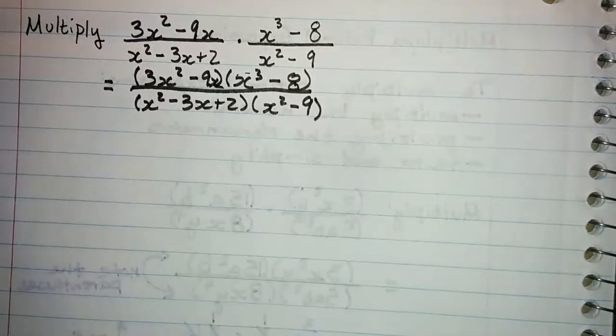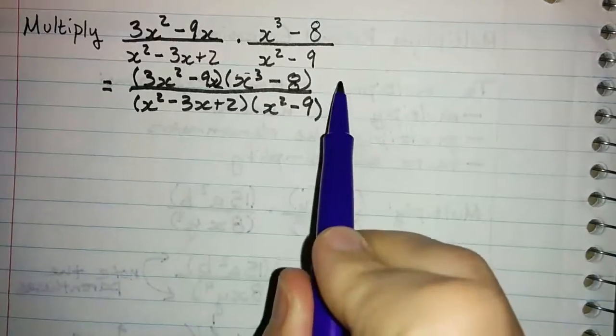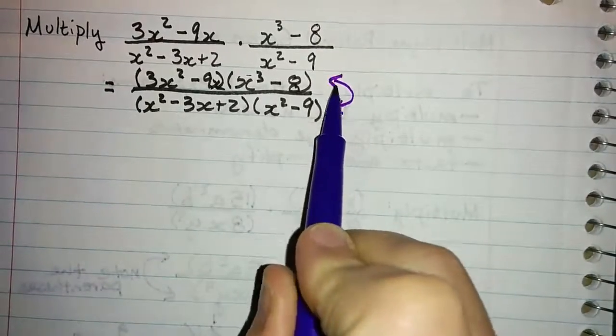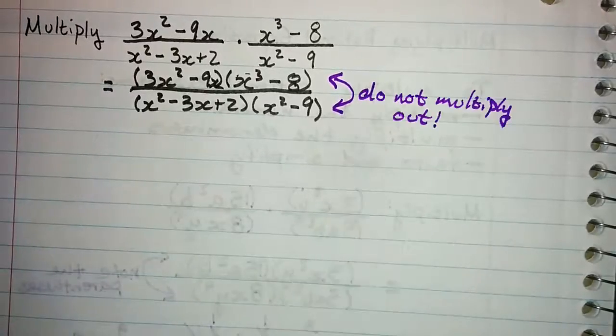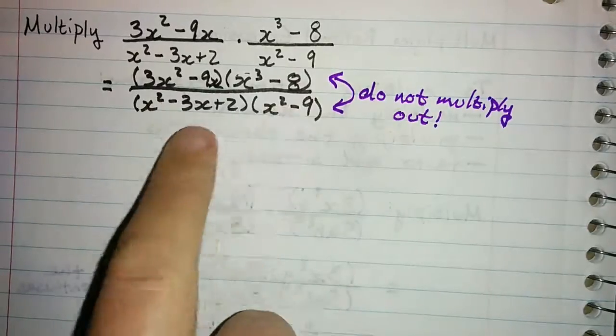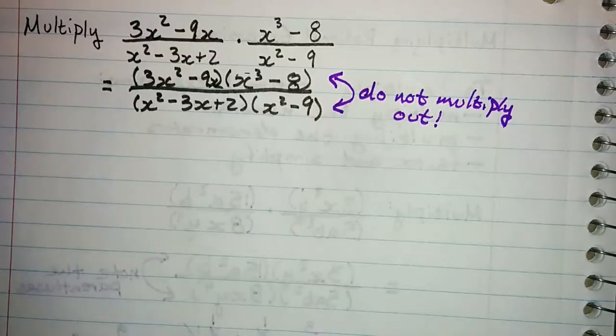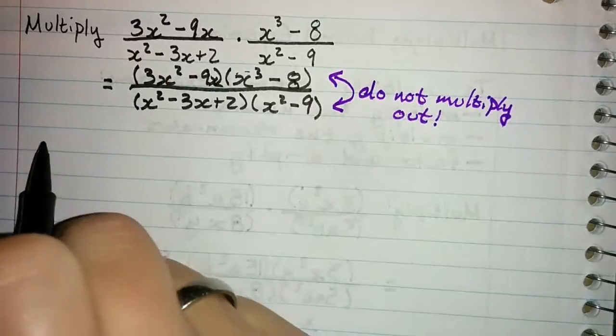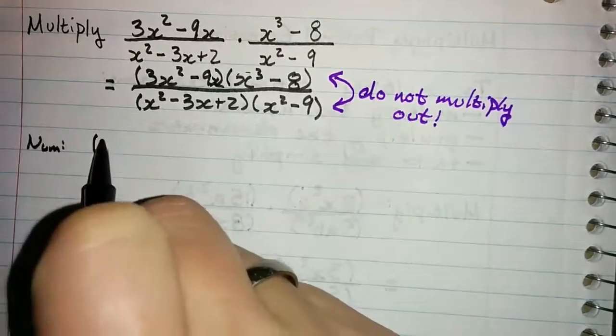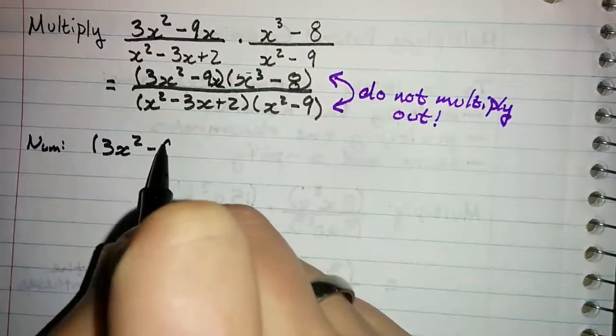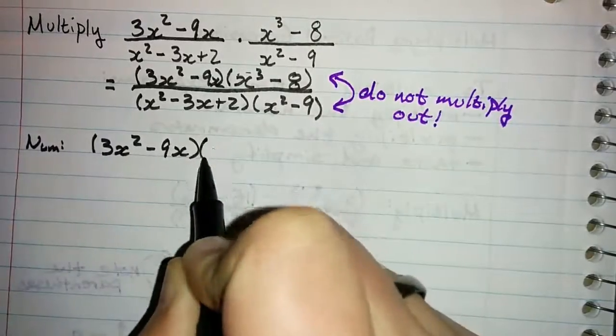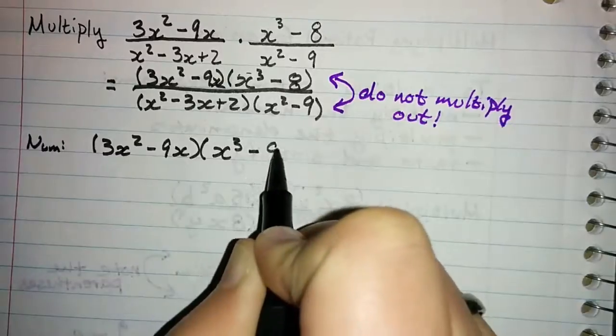Now it's at this point where we could make a very poor technical decision. On no account do we want to multiply these out. Why don't we want to multiply these out? Well, we're just about to factor them. We should take advantage of the fact that these are already mostly factored, so we don't have to work any harder than we really need to. Our numerator is currently factored as 3x squared minus 9x times x cubed minus 8.